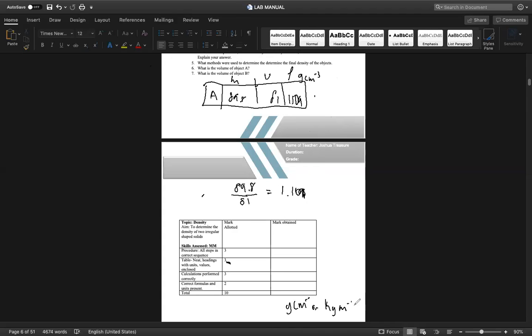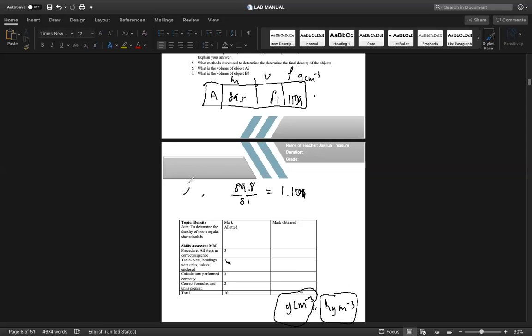In this case, this is for small objects, right? And this is of course for bigger, larger objects, for example, a car or something like that, in kilograms. We'd use grams per centimeter cubed for small objects like a stone. All right, so if you have all of these, there's nothing stopping you from getting full marks.